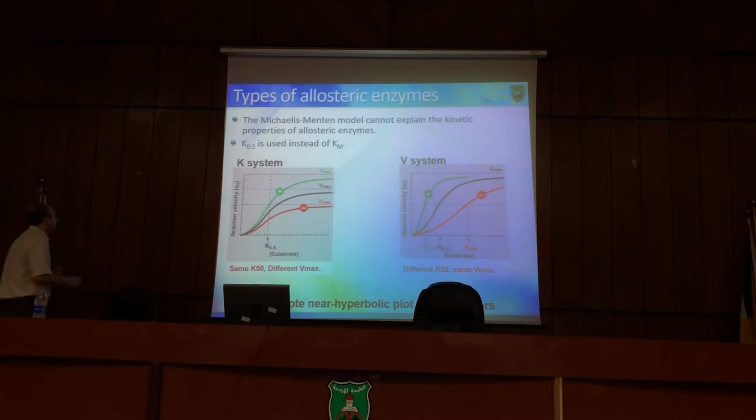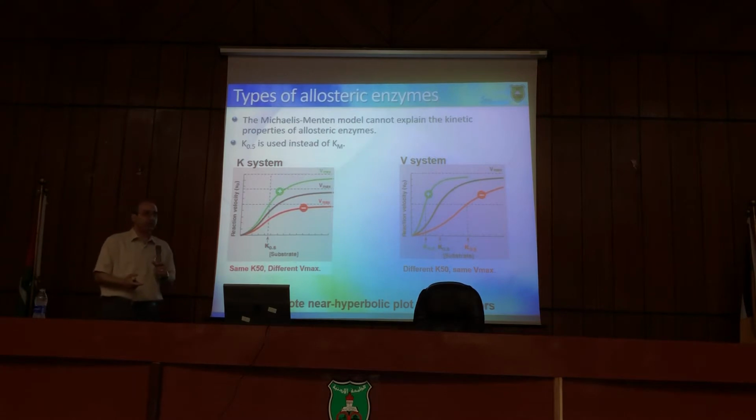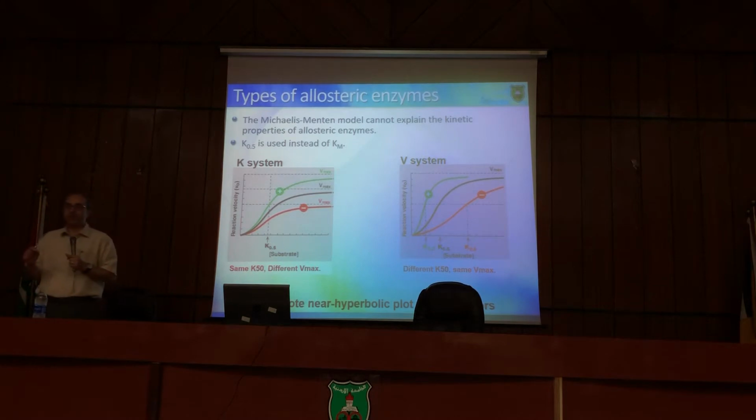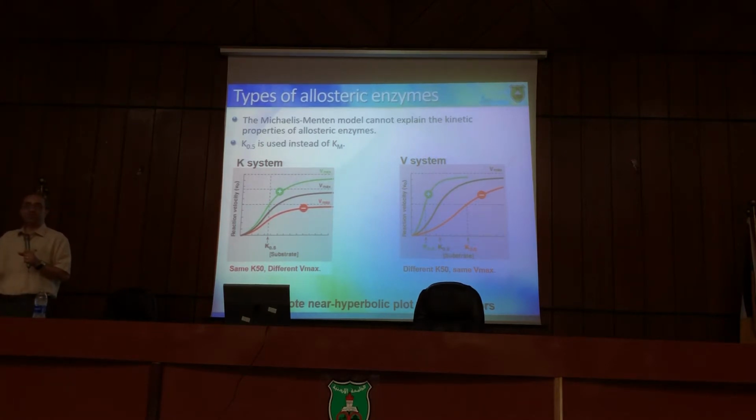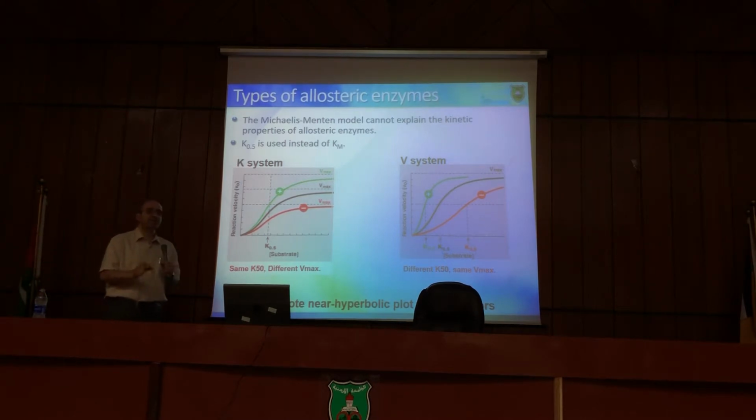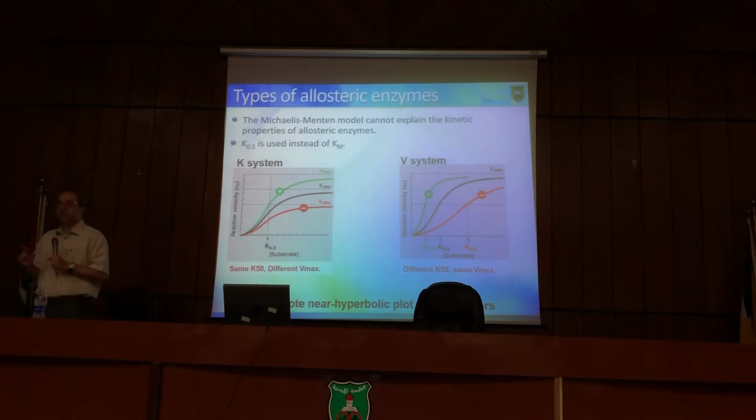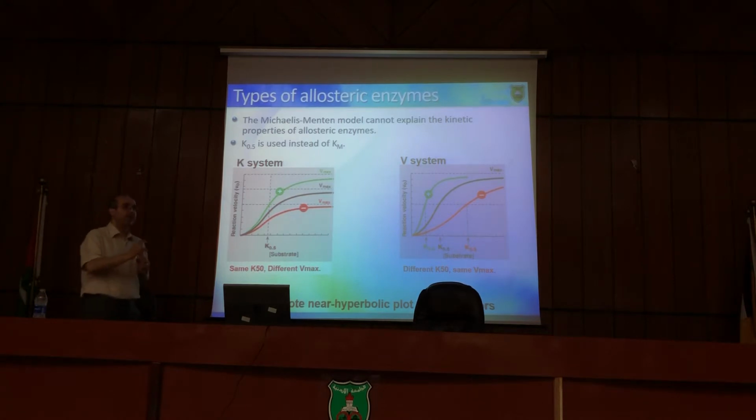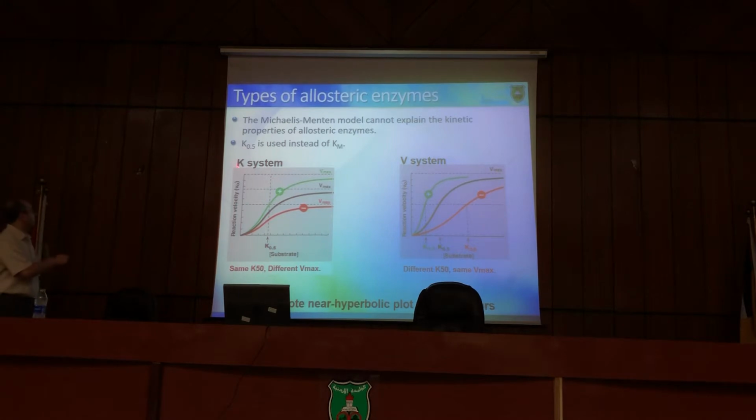system. In the K system, Vmax is different according to the allosteric regulation. But K50, or K half, which is similar to Km in regular enzymes, is the term used for allosteric enzymes. So K half is basically the concentration of a substrate that is needed to get half of Vmax. Now, for those enzymes that follow the K system at different substrate concentrations, and in the presence of allosteric modifiers, whether inhibitors or activators, Vmax will be different, but K half will be the same.